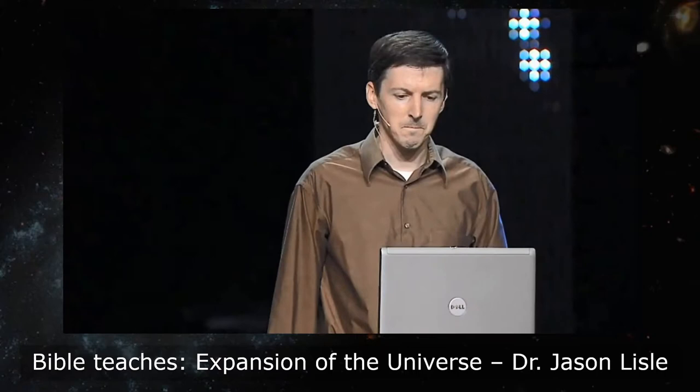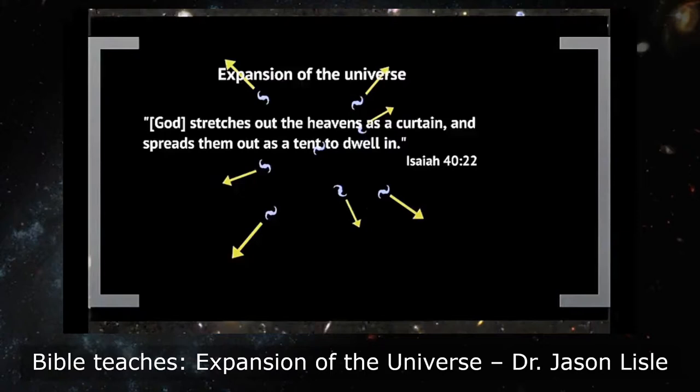It says that God stretches out the heavens as a curtain, spreads them out as a tent to dwell in, indicating that God has apparently made the universe a little bigger than it was when he first created it. He stretched it out, and that might have been hard to believe when it was written. Again, Isaiah, 700s BC, something like that.